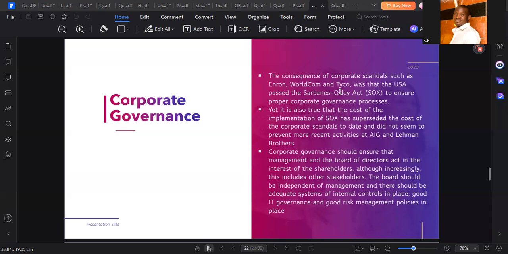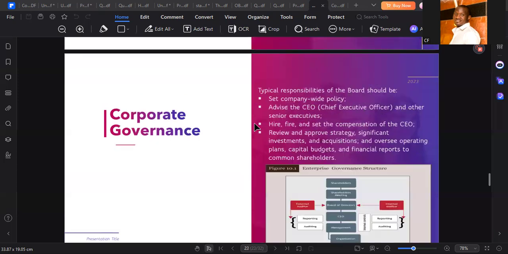So all in all, corporate governance is there to ensure that management and the board of directors will act in the best interest of the shareholders, although increasingly, this also includes other stakeholders. So the board should be independent, and there should be an adequate system of internal controls put in place.